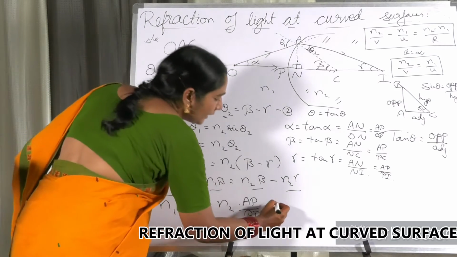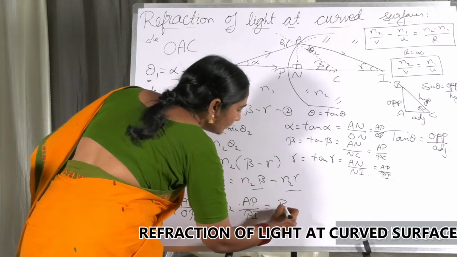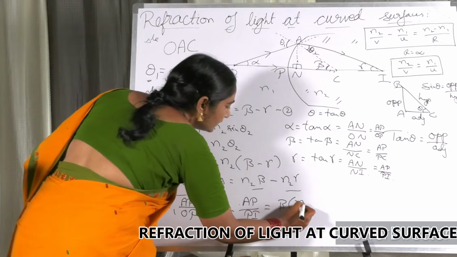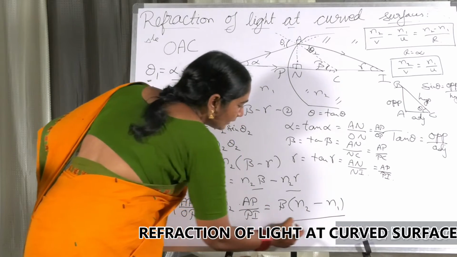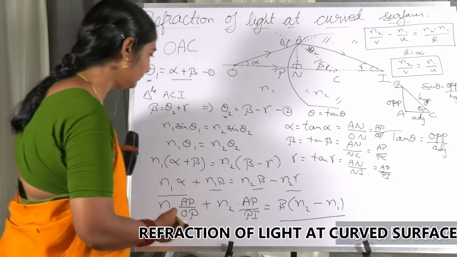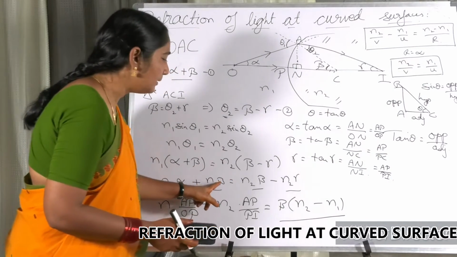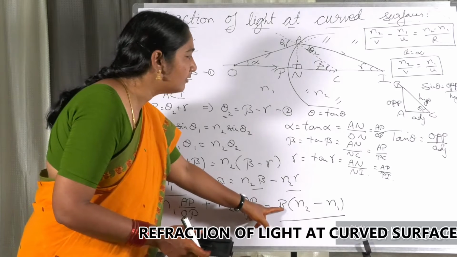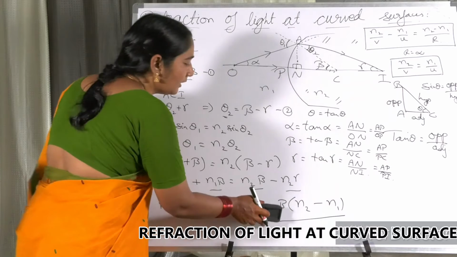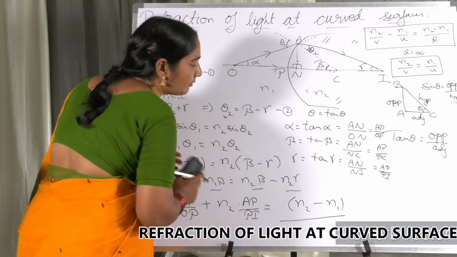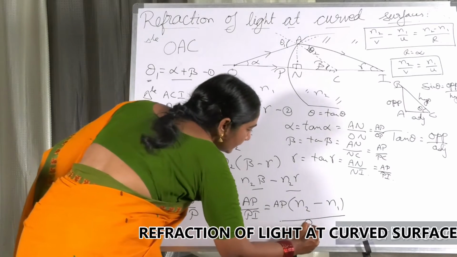is equal to, now I am trying to bring beta is common in both. So I am taking beta as common. N2 is there already. This if I bring that side it becomes minus N1 by, okay, this, now my dear friends, beta I have taken as common. So in the place of beta, now please try to understand, I am replacing it with AP by PC.